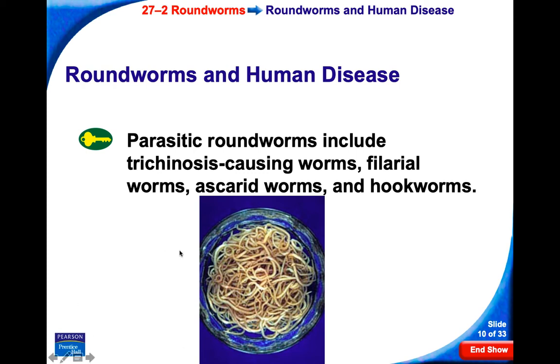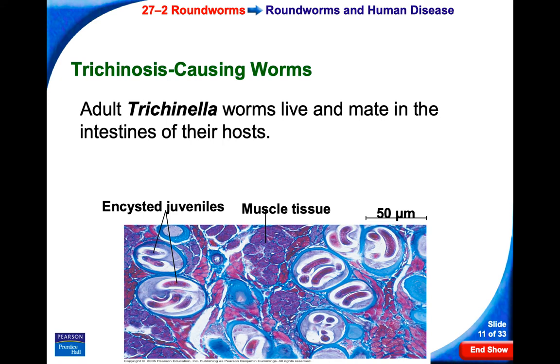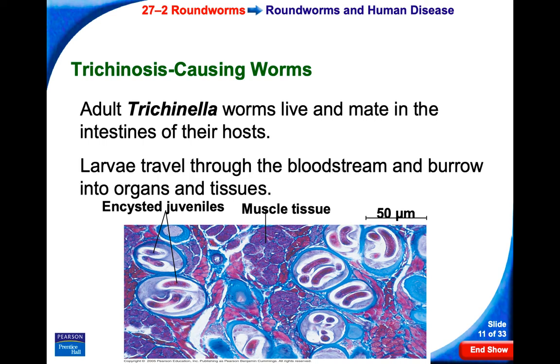Okay, so let's just go through them and I'll explain how they're different from one another, these different types of parasitic roundworms. Okay, so the first is called trichinosis. Trichinosis is what the host would get as a disease, but trichinosis is caused by the adult trichinella worm. And these worms live and mate inside the intestines of their hosts.